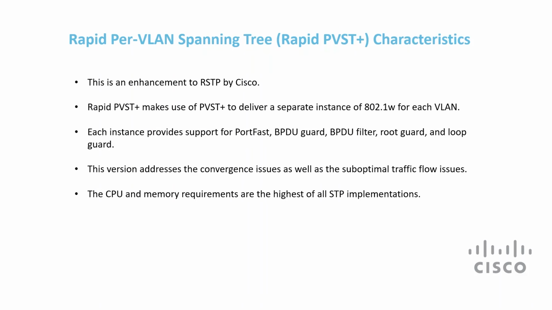Rapid Per VLAN Spanning Tree Plus is Cisco's version of RSTP. It incorporates the benefits of PVST Plus, offering a separate instance of 802.1w for each VLAN. The blend of rapid convergence and per VLAN optimization makes it a good choice for Cisco-centric environments with multiple VLANs that need quick recovery from failures.